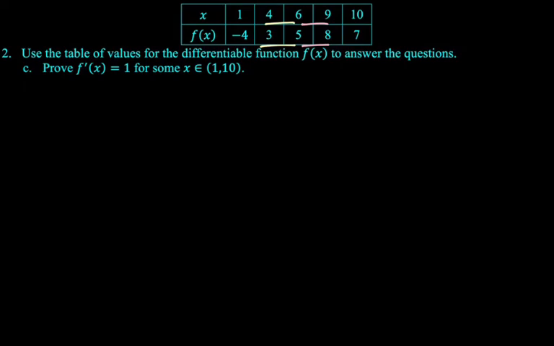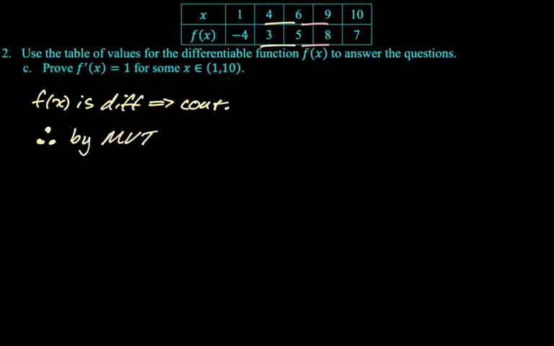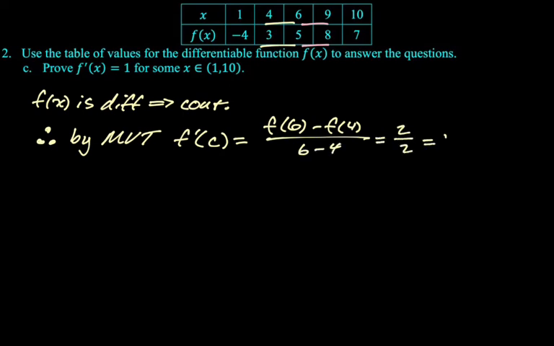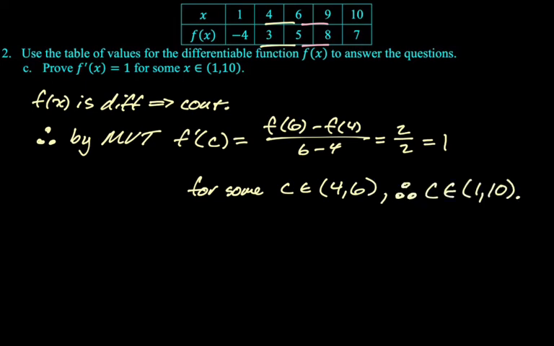All right, mean value theorem. So we need this function to be differentiable. It is differentiable. Differentiability implies continuity, so we're good to go. By mean value theorem, I'm going to use the first interval. F prime of c is going to be f of 6 minus f of 4 over 6 minus 4, which is going to give you 2 over 2. And that's definitely 1. And that was kind of the point, right? And so then for some c that's an element of 4 to 6, and then I never know because it said 1 to 10, so then I'm going to say therefore for a c between 1 and 10. I don't think that step's necessary, but I always do it just in case.